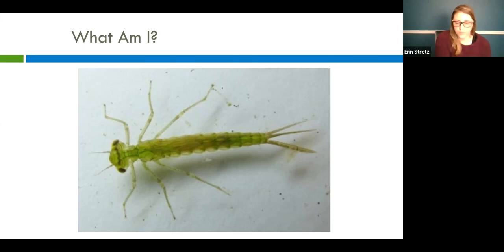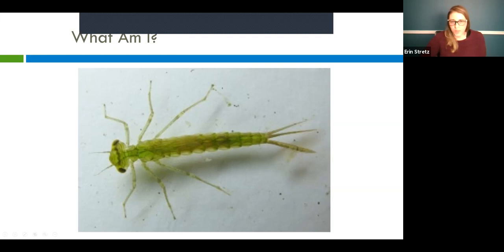All right, let's take a look at this one. So these have very small wing pads. Very small. Kind of see this V shape here on the thorax, so we can see those wing pads.